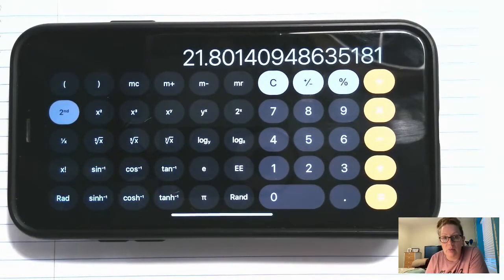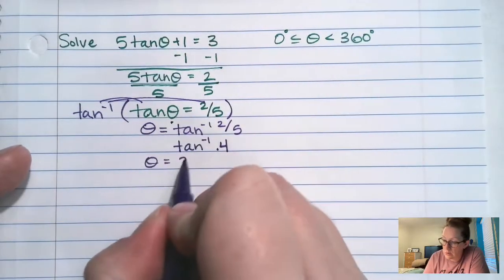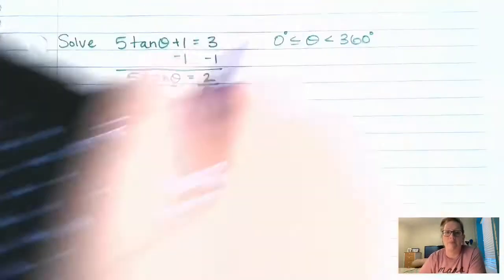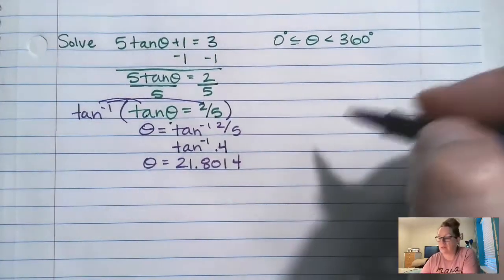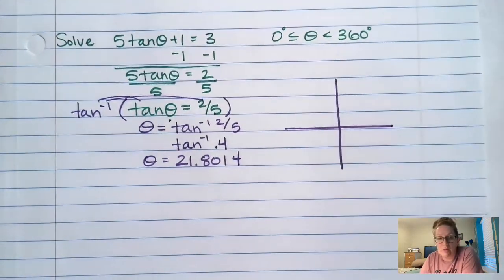We get 21.80. Theta equals 21.8014. Okay, just a personal preference that I round to 4. You don't have to. Look at your problem to see how far you have to round.